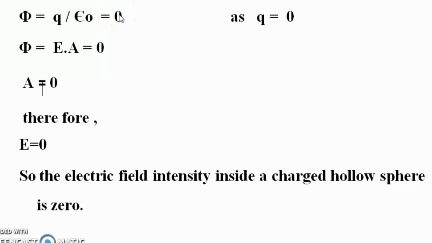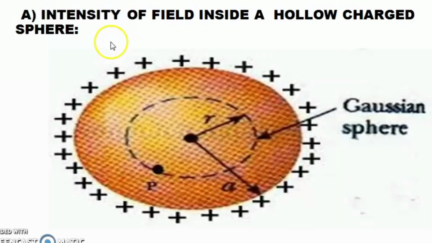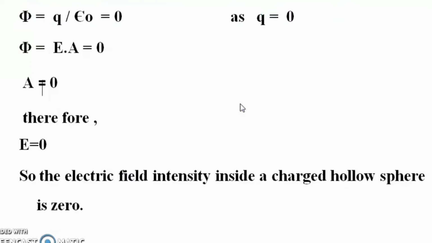Now, as we know that the flux is equal to 0, put in another formula of flux. We know that flux is the dot product of the electric field intensity and the area. Now, put the value of flux. If flux is equal to 0, it means the dot product of the electric field intensity and the area is equal to 0. Now, since we have selected the Gaussian sphere, it has some area. The area is not equal to 0.